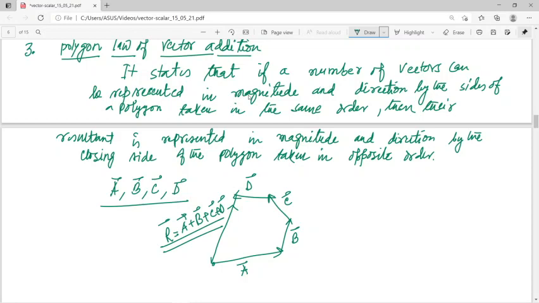By using the polygon law, we can add more than two vectors. The triangle law and the parallelogram law are used for adding vectors, but not more than two; they add only two vectors. But in the case of a polygon, it adds more than two vectors. So the resultant would be like that.